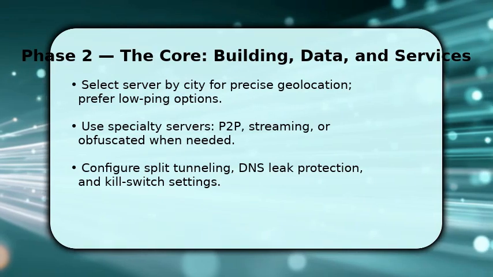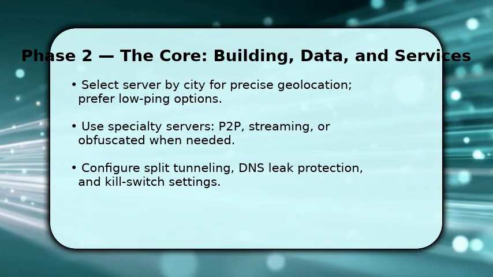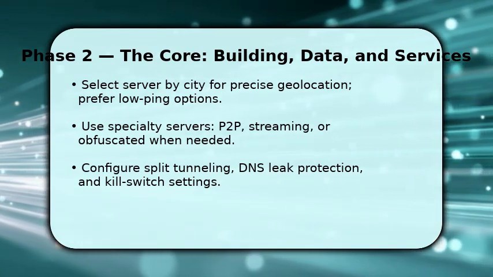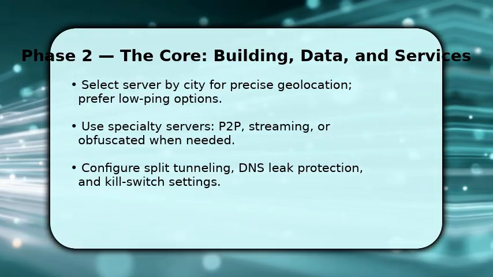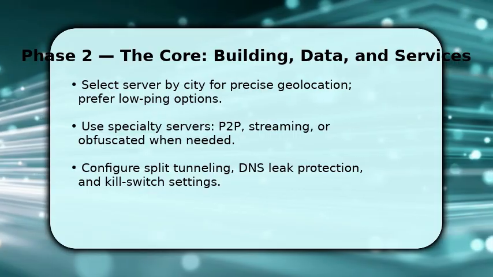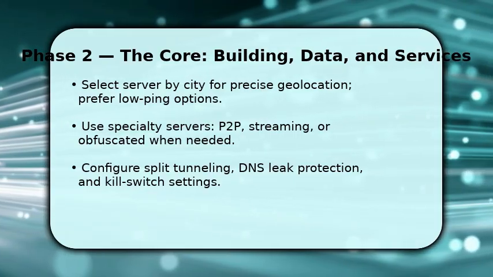Now you refine the connection. Browse available servers and pick a city-level endpoint when you need a specific geolocation. Choose a low-ping server for better performance. If you want streaming or torrenting, switch to the provider's specialty servers.